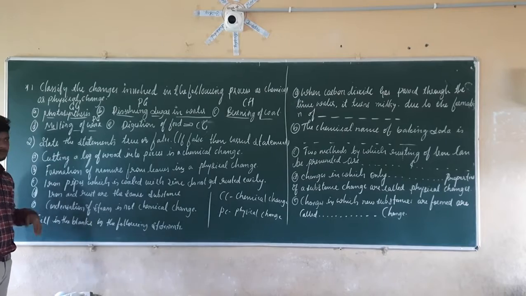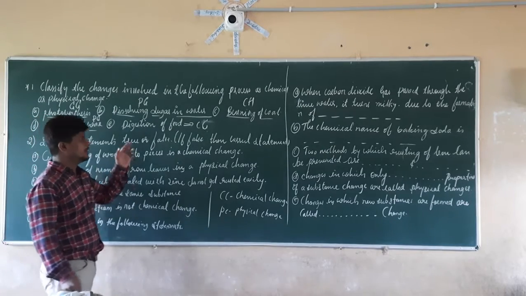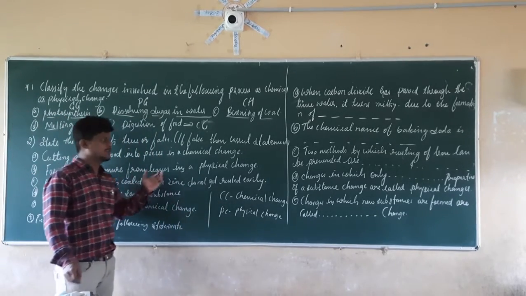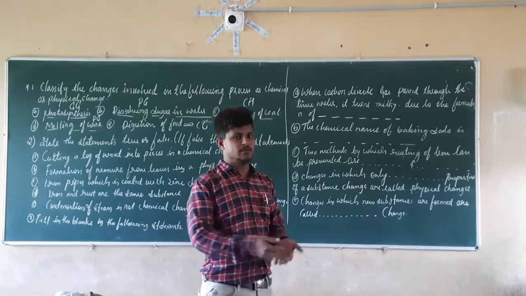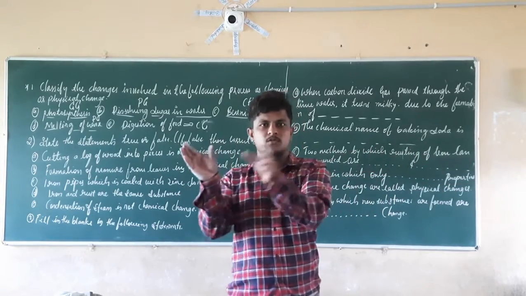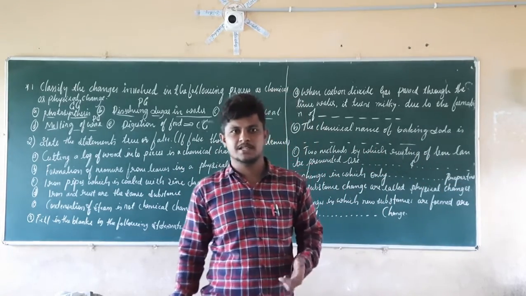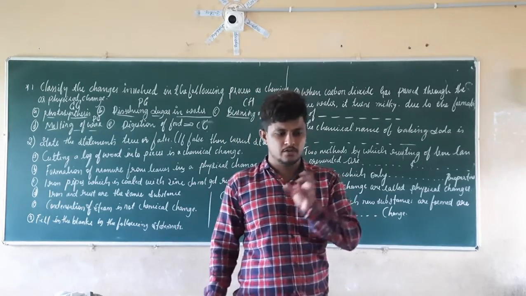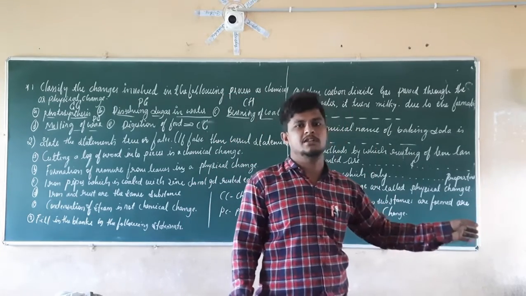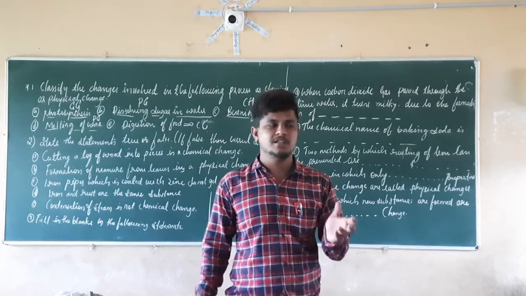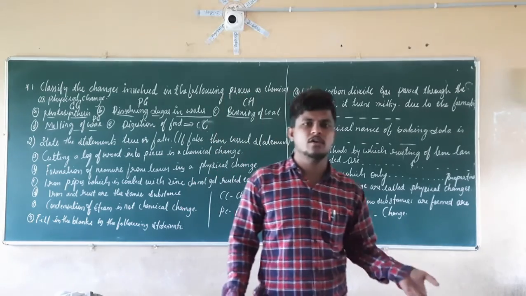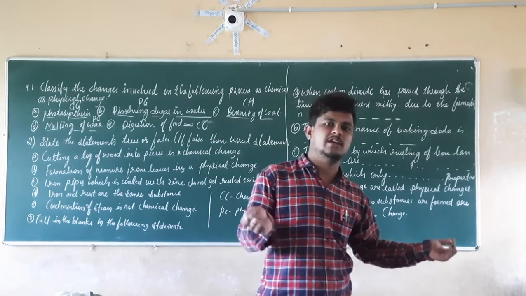Cutting a log of wood into pieces is a chemical change. So we take a wood and cut that wood into pieces. Is it a chemical change or a physical change? If you take out a piece of the wood and check its properties, it is going to have the properties of wood only. So no new product is formed. Is any new product formed? No. We are getting wood while cutting it into pieces, and initially we also have wood only.